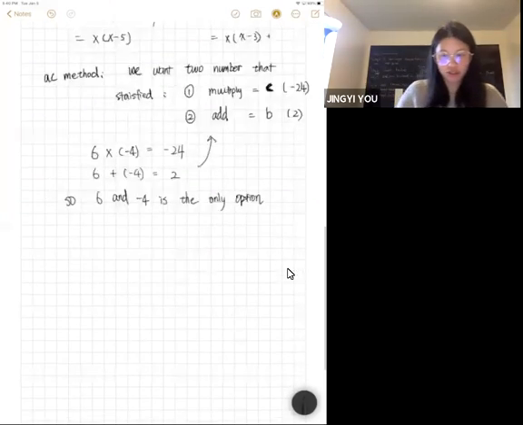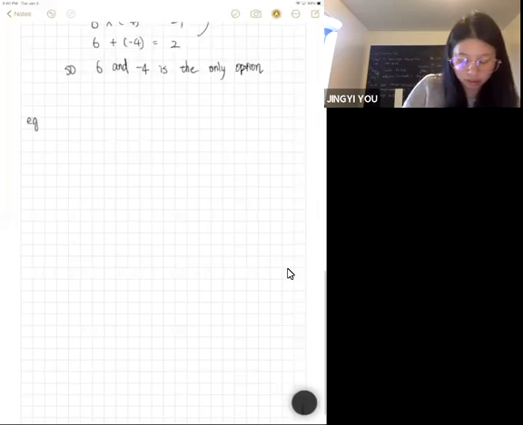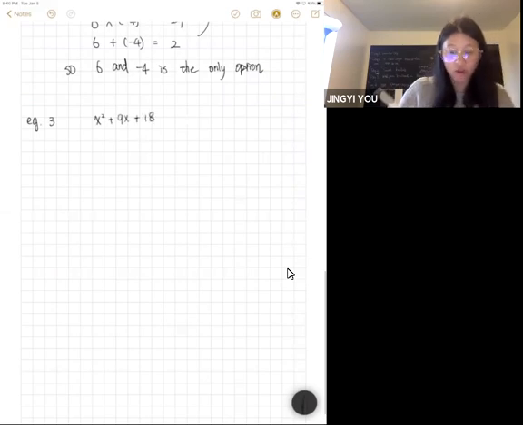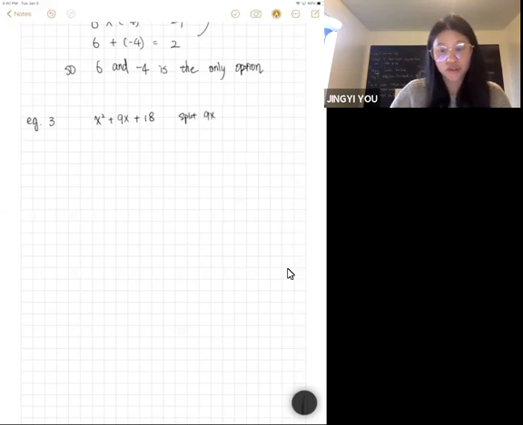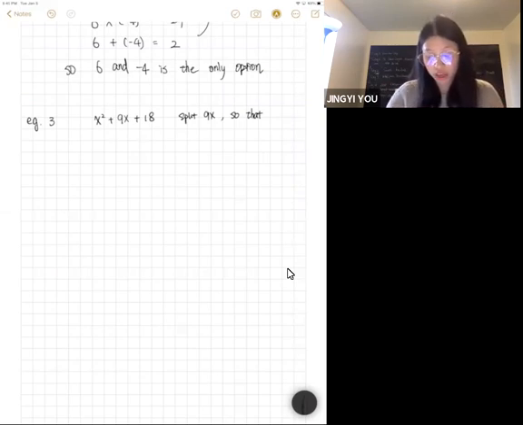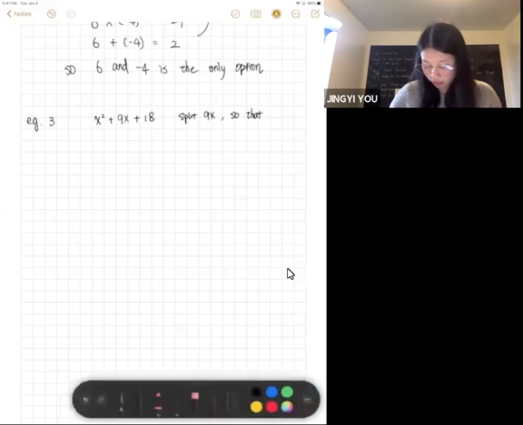Okay, so now let's try another example. So now I have x squared plus 9x plus 18. So we need to split 9x into two numbers so that they will follow the AC method, so that we can regroup them, we can refactor them.